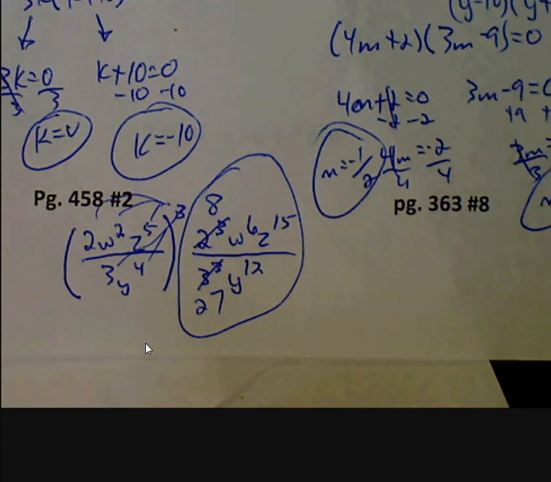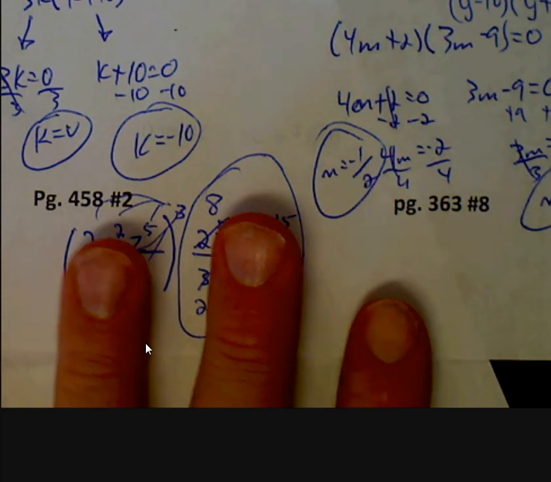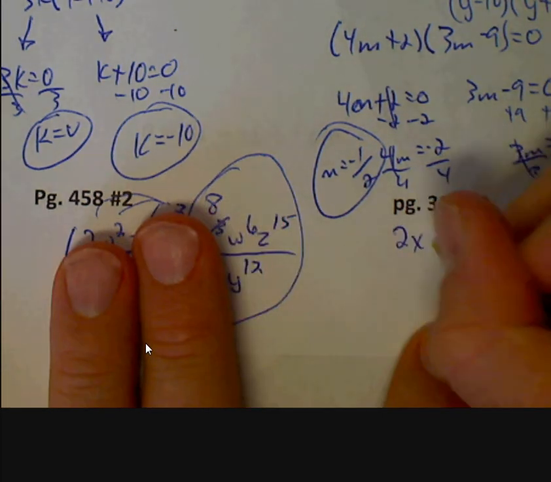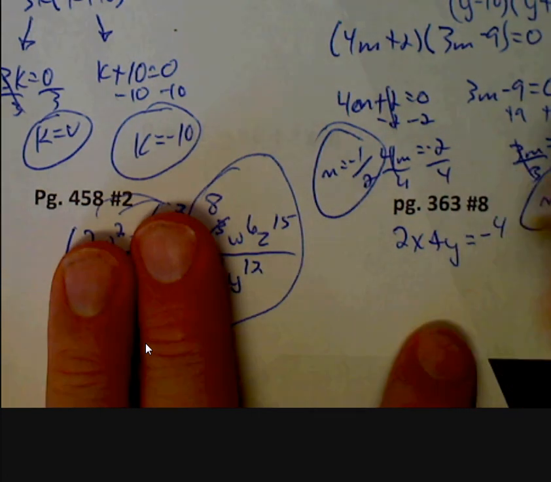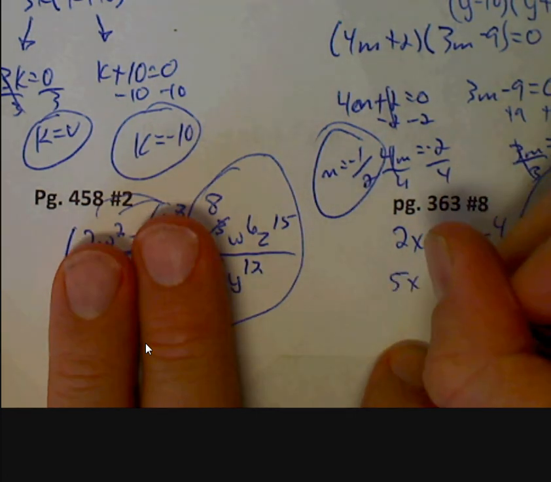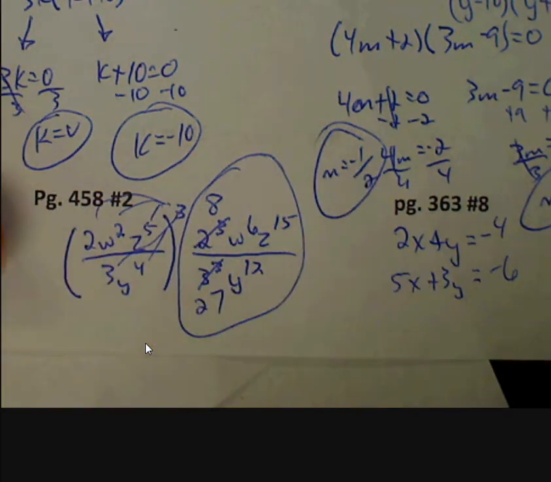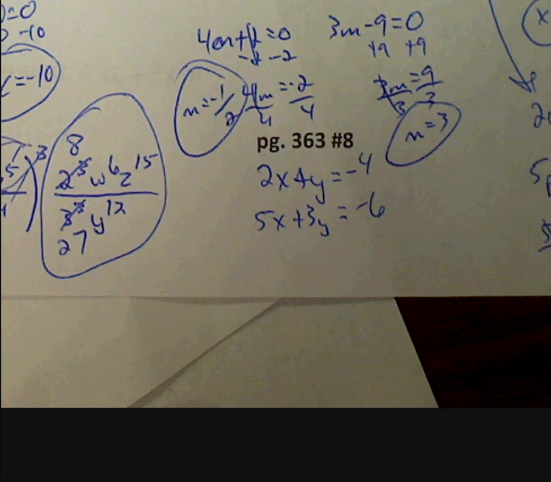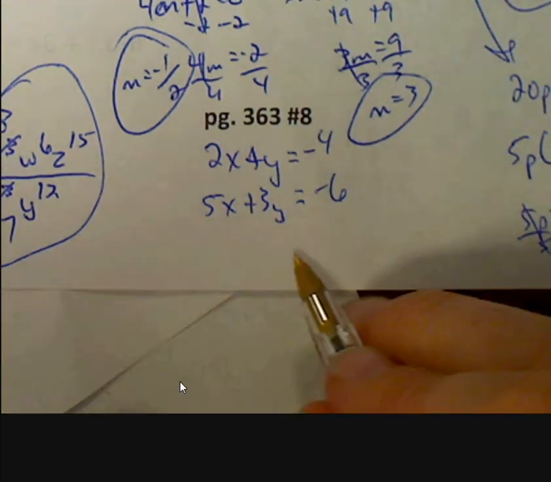Page 363, number 8. 2x plus y equals negative 4. 5x plus 3y equals negative 6. I need to use elimination to go ahead and solve. This is systems of equations.